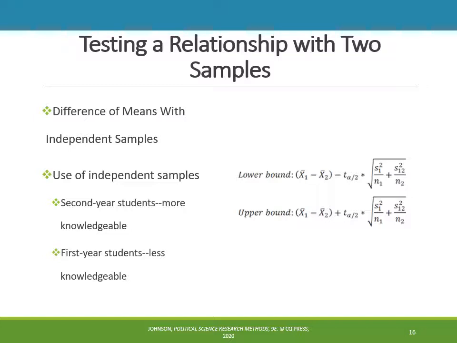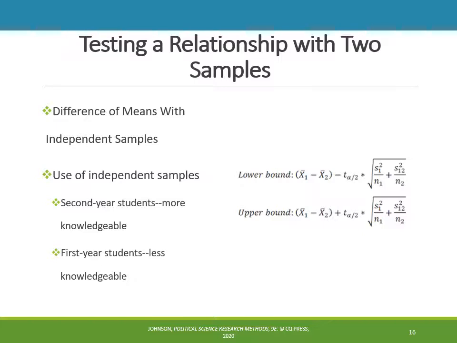So now let's talk about the independent samples test. So in this test, instead of looking at differences pre and post test, we're looking at two different groups, two separate groups. We have second-year college students and their knowledge versus first-year college students and their knowledge on national security. I have included on the right a picture of the equation that you use to calculate those confidence intervals for the statistics if you choose to use the confidence interval method.